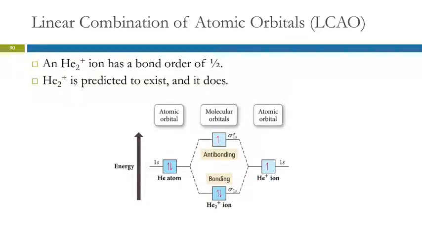So when we calculate bond order, we've got 2 in the bonding and 1 in the anti-bonding, divided by 2, that's 1/2. 1/2 is a positive number. It's not very large, but it's positive. And so molecular orbital theory predicts that He2 plus exists, and it does. Now it's not common, but you can make it.